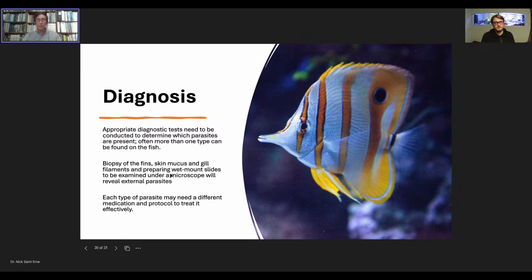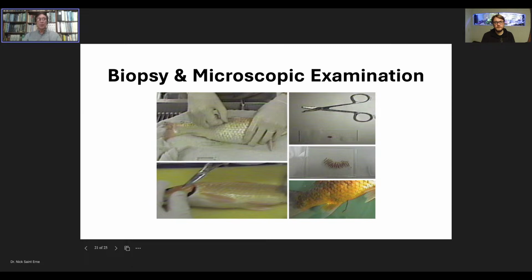There's a lot of local veterinarians who work with fish now that can help you with this, or biologists that work in the fish industry. And what we'll do is we take samples from the fins, samples from the mucus on the skin, samples from the gill, and we look at those on a microscope slide under the microscope. That's going to help us find fungus, bacteria, and other parasites as well, but definitely the protozoa. And each type of parasite may need a different treatment protocol because of their life cycle. And a lot of times you'll find more than one parasite on the fish, sometimes lots of different parasites. So what do we mean by this biopsy?